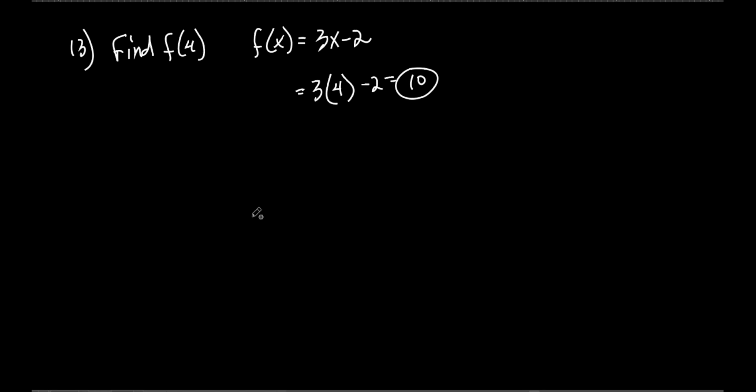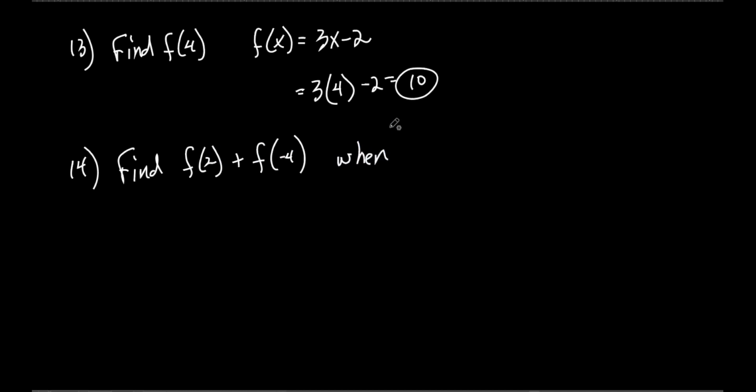All right, let's do another one. A lot of people messed this one up. I thought this was just as easy as this one. So let's do it together then. It says find the value of f of 2 plus f of -4, when f of x is equal to 5x minus 3.